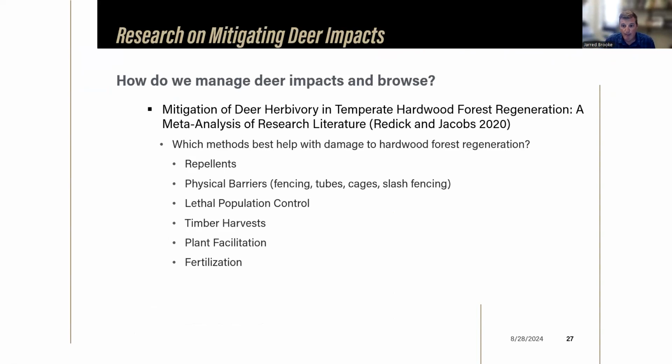And this is what's called a meta-analysis of research, which is basically a study of studies. So this study in particular looked at 99 different studies on techniques to mitigate deer browse across the eastern United States, and they looked at which ones work and which ones may not. There's the list of different methods that they looked at, and we'll come back to those here in a minute.